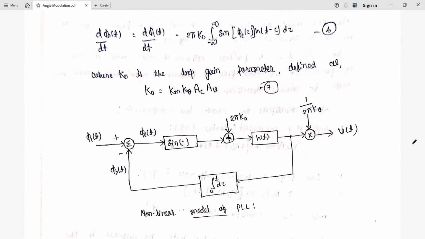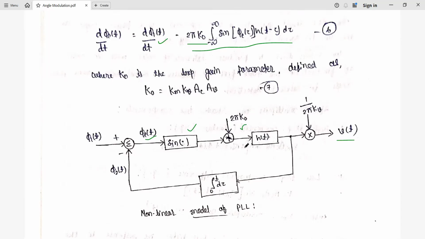Finally, the error function φ_e(t) is going to be given as the derivative of φ_1(t) minus φ_2(t). In this portion, for φ_2(t), we have the sine function, which is multiplied by 2π K_0. Then we have h(t), since we are finding the impulse response. Again, this is given to a multiplier, so we have again 1 by 2π K_v, and that output is given as v(t).